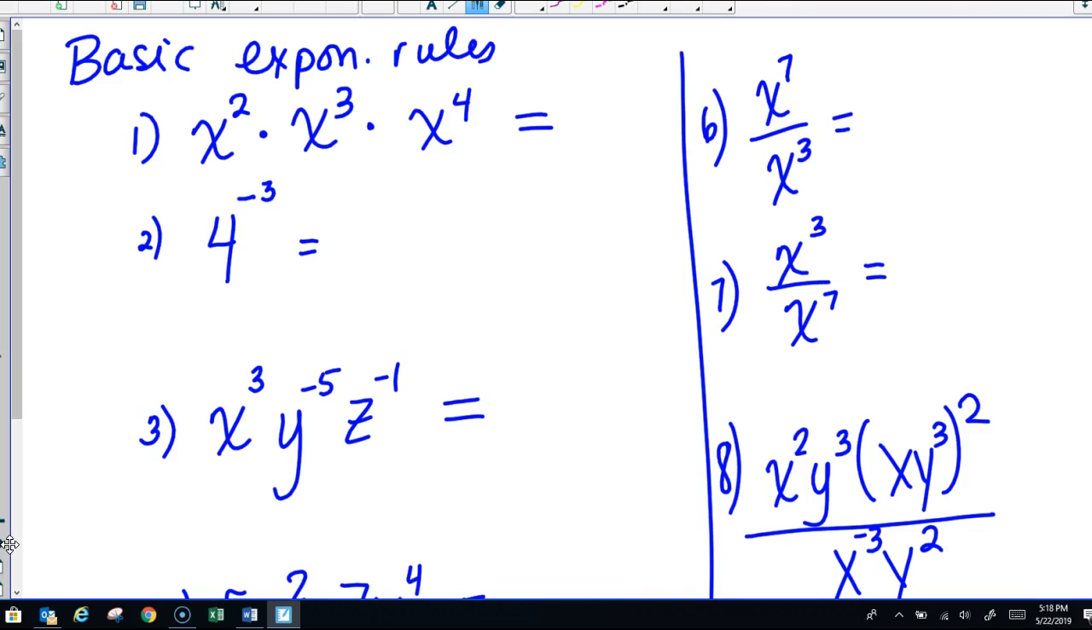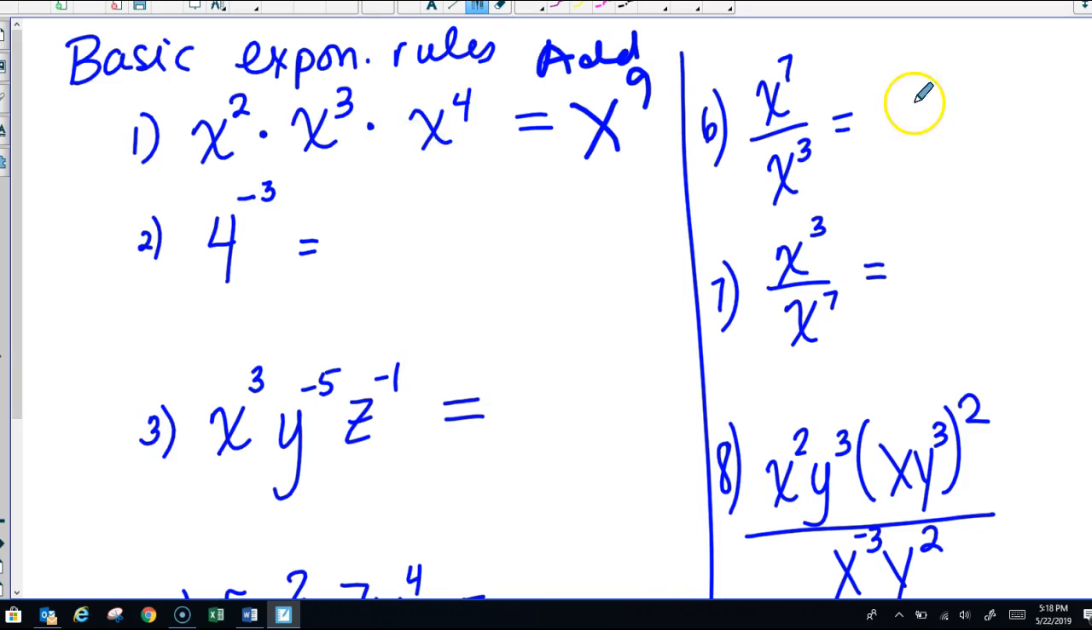Alright. Basic exponent rules. Again, from Algebra 1 days. We want to remember that when we multiply like bases, we add the exponents. So this would be 2 plus 3 is 5 plus 4 is 9. So this would be x to the 9th. If there had been numbers out in front of those coefficients, they would actually have multiplied.